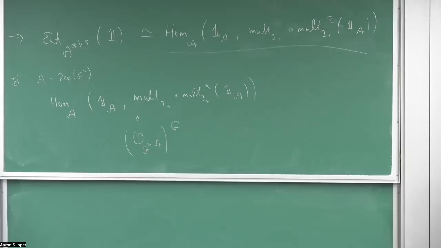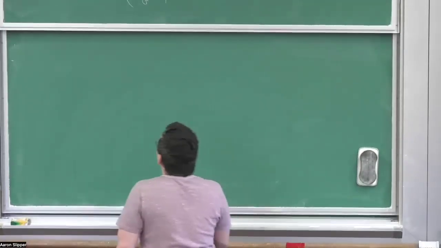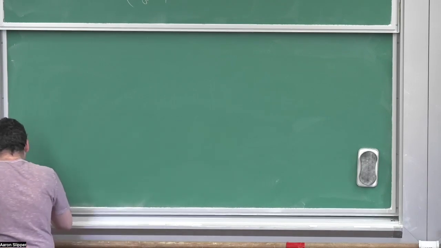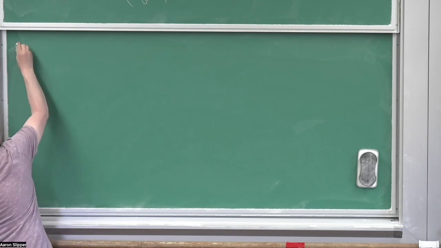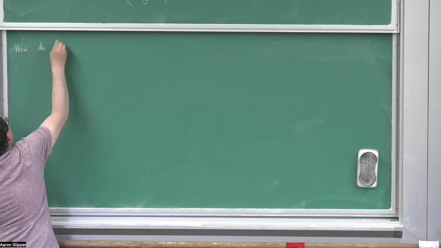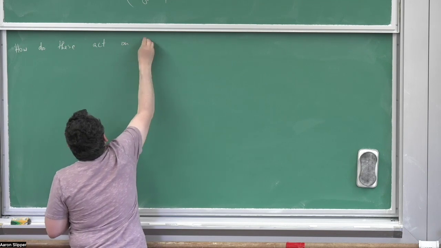Yes, tensor product. So, great. So now, these global functions are built out of these. And so the basic thing is, how do these act on sheaves?